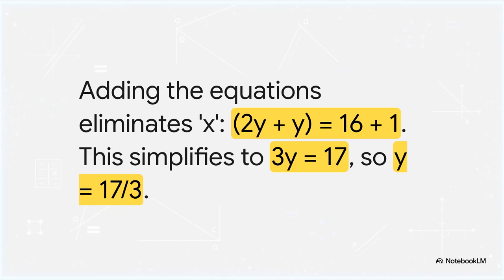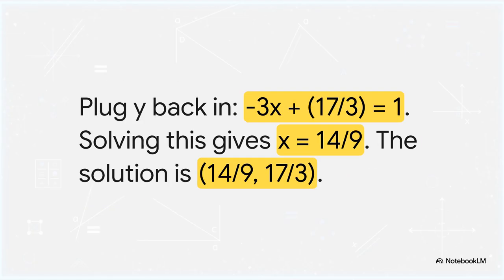We're left with 3y equals 17. A quick division, and bam, we know y is 17 over 3. So to wrap this up, we take our new y value and plug it into either of the original equations. Doesn't matter which one. A little bit of algebra later, and we find that x equals 14 over 9. And that's it. We found our coordinate, our solution.